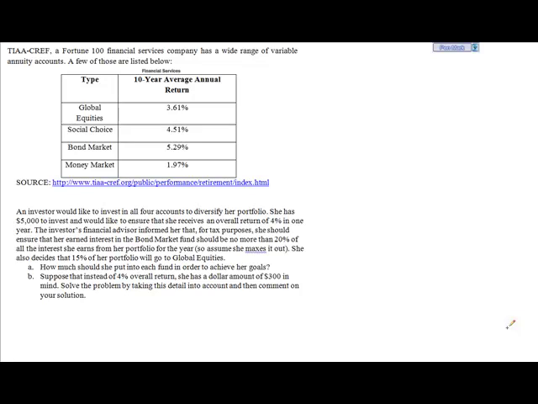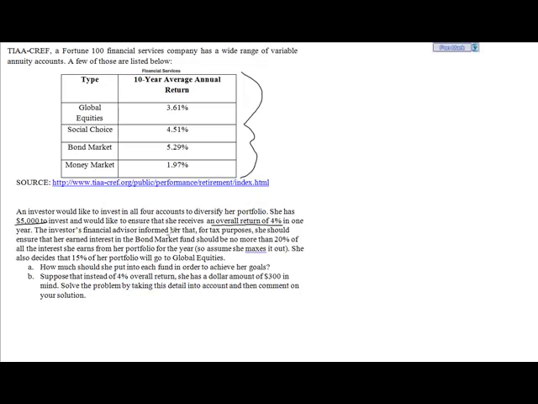We're considering an investor in this problem who wants to invest in each of the four options listed up here. Each of them offers a different interest rate, and he just wants to make sure that he doesn't lose any money on some of these, so he's going to diversify his funds. So this investor has $5,000 to invest, and would like to ensure she receives an overall return of 4% in 1 year.